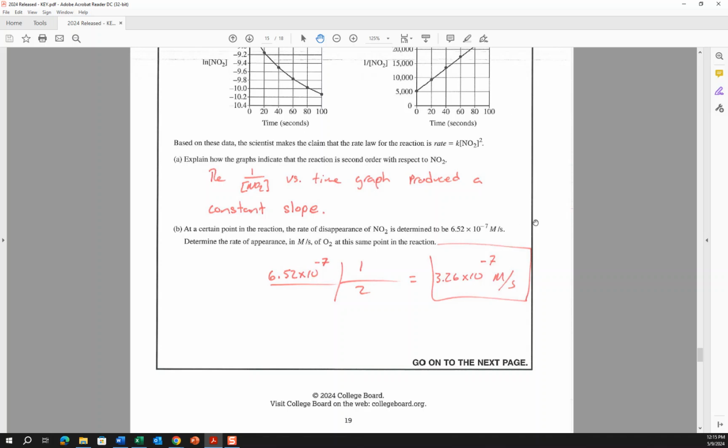Okay, so we take the given rate, multiply it by a ratio 1/2, and that'll give us the rate of the appearance of oxygen. Okay, and it would have the same units as the rate of disappearance for the NO2.